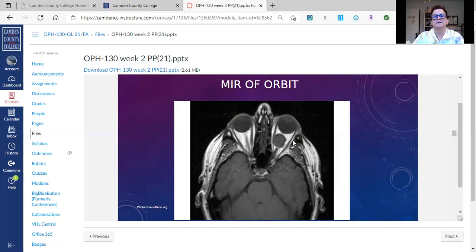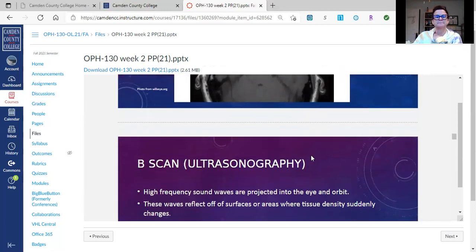Now look over here. This is interesting. Where my pointer is, this is the globe here. And what do we have here where my pointer is? That doesn't look like it should be there. Anybody have an idea what that might be? Knowing that MRIs do a really good job of showing us tissue and fluid, this would be a tumor of sorts here, located in the bony orbit.